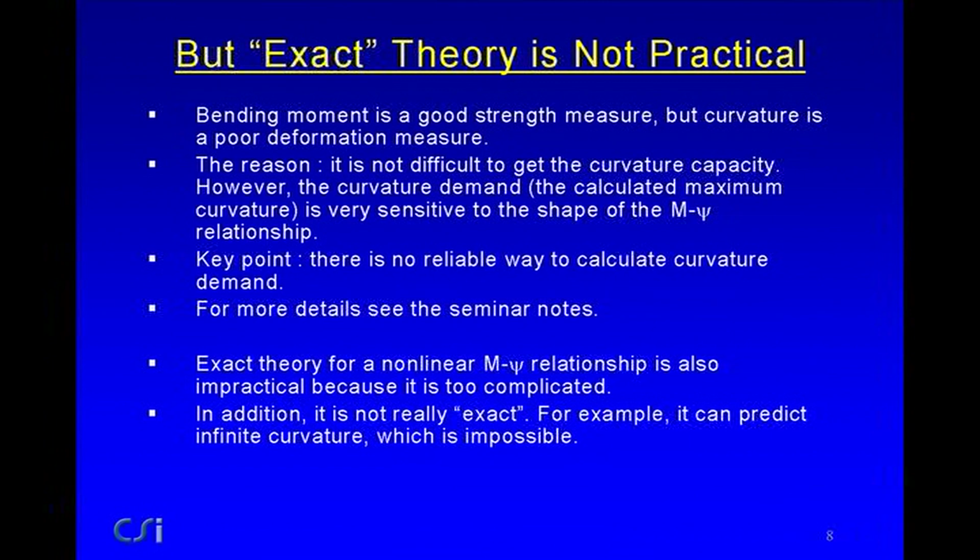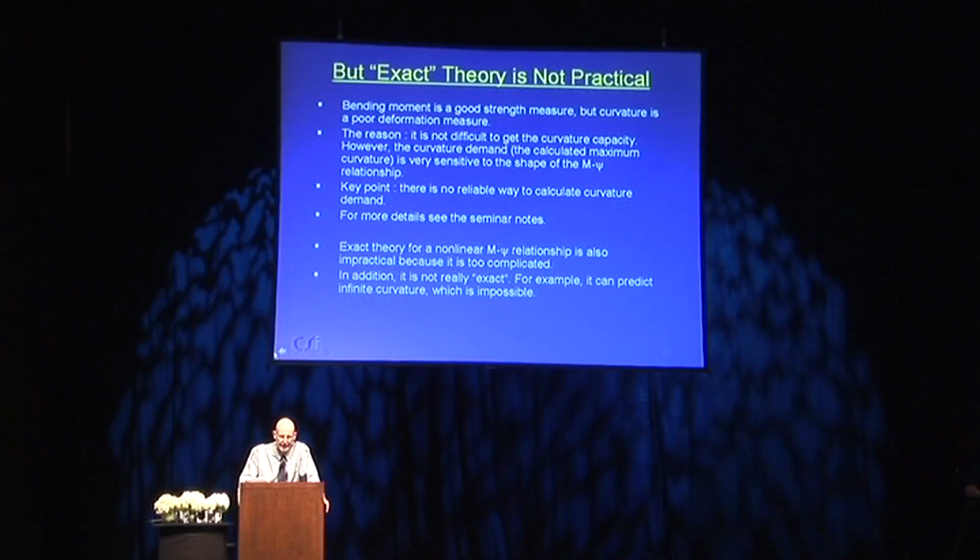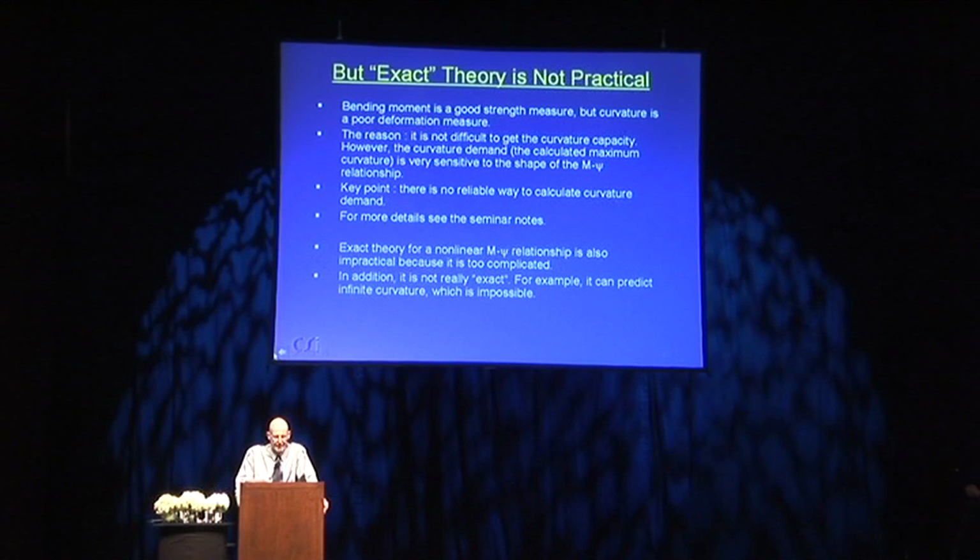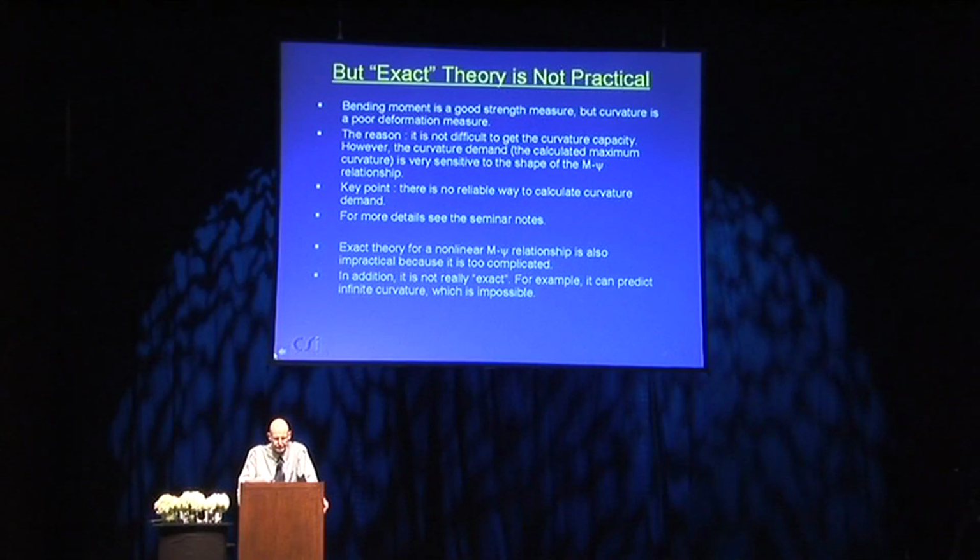Firstly, bending moment is a good strength measure, but curvature is a poor deformation measure. The reason: it's not difficult to get the curvature capacity. The problem is the curvature demand is very sensitive to the shape of the moment curvature relationship. The key point: there is no reliable way to calculate curvature demand. And see the seminar notes for more details.